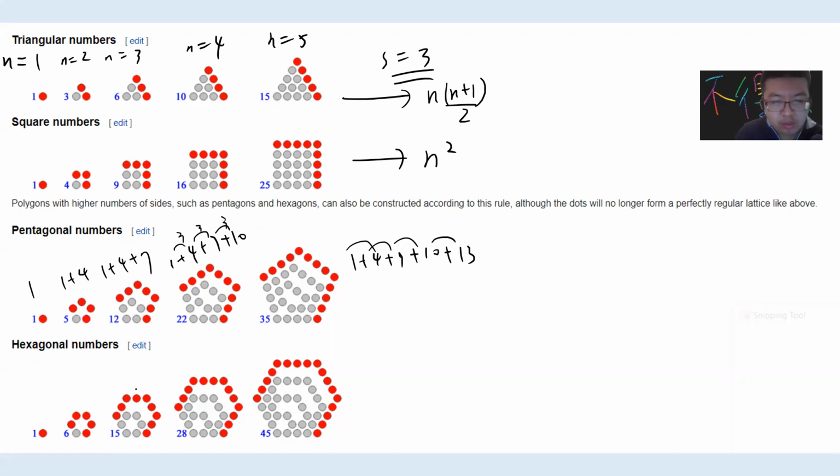Okay, the hexagonal number is 1, right? 1 plus 5, and this is 1 plus 5 plus 9, and this is 1 plus 5 plus 9 plus 13. Okay, and yeah, very simple.